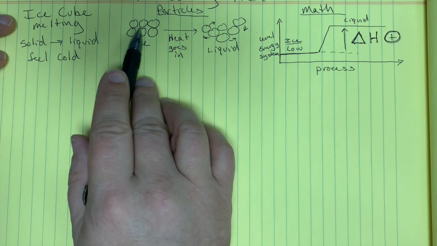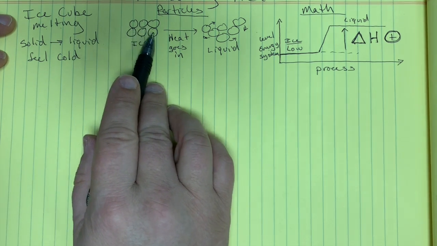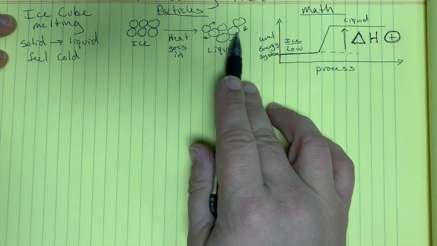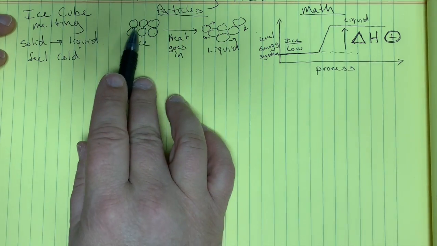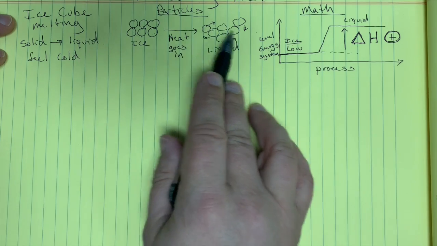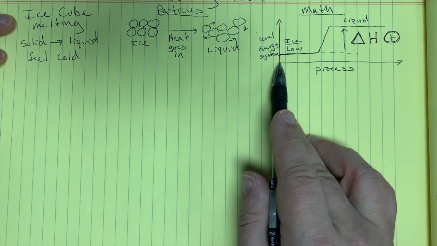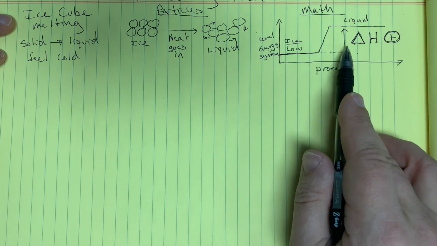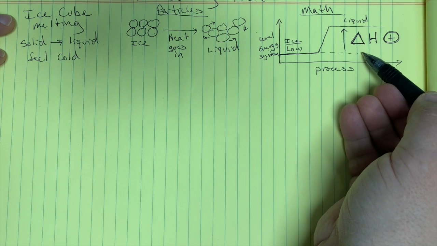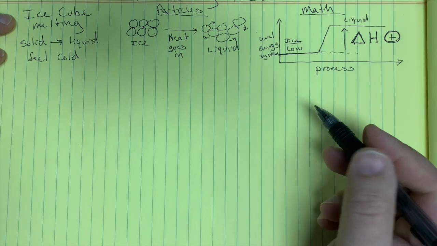The particles, we can imagine the crystal. These molecules are not moving as fast. When we add heat and it changes into a liquid, they're now more energetic. So we can model the particles changing their motion, changing their structure. And then as far as the math goes, we've got energy change that we can measure. Either the energy is going into the system or the energy is coming out of the system.